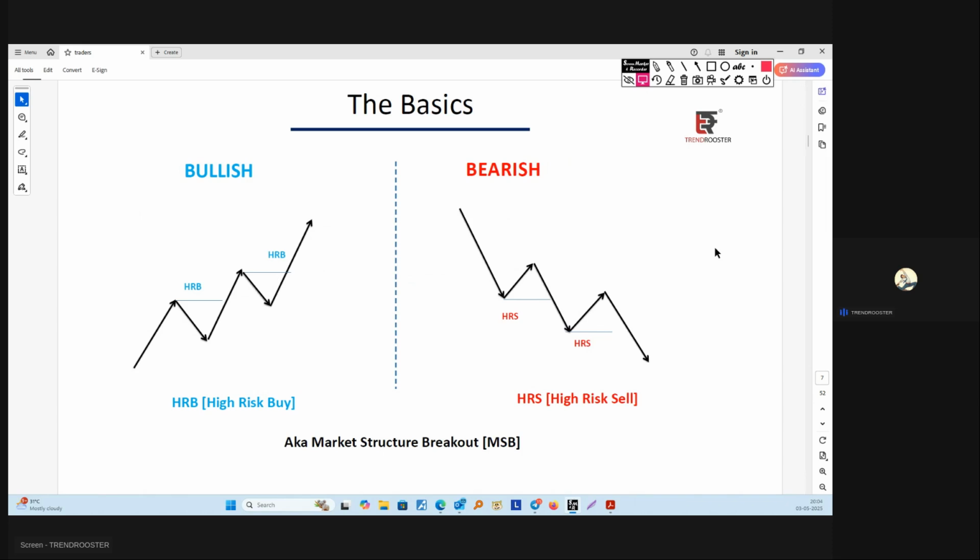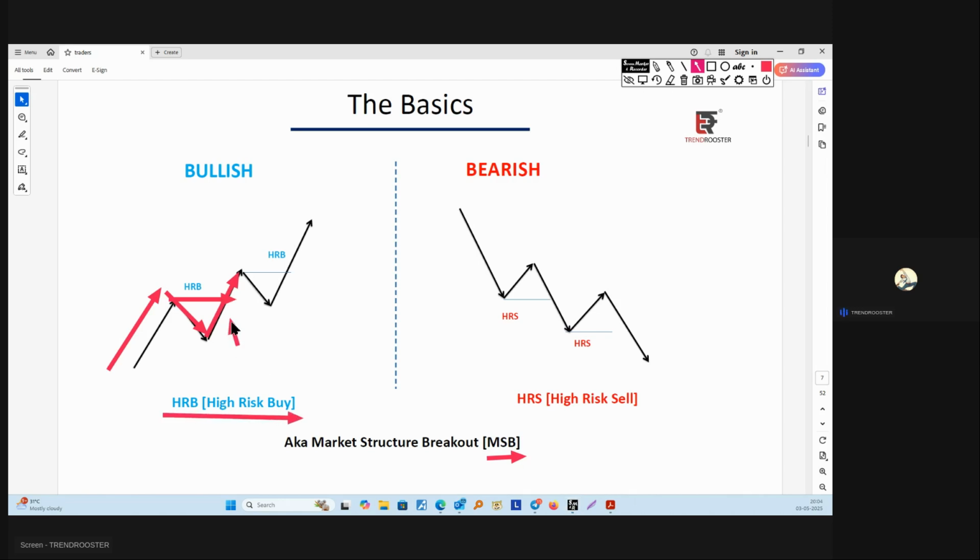So, typically in trend trading, Dow theory, or any other market structure breakout, people have a lot of terminologies. For me, it is just a high risk buy. When the market goes in this direction and then pulls back, and when it goes back to this level and breaks out, it's also called MSB, a market structure breakout. We also call it a high risk buy.